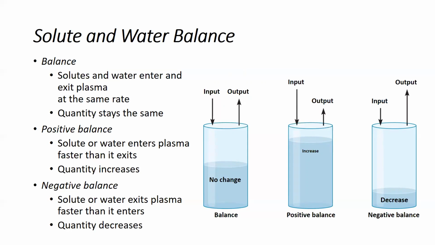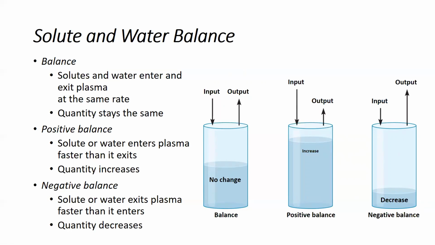This is where solutes are exiting faster than they are coming in. And so what's happening here? We have the opposite scenario. We have a drastic decrease in the total fluid. And again, we're comparing this total fluid to things like your total blood volume, which will decrease or suffer if you have that negative water balance, that negative balance.